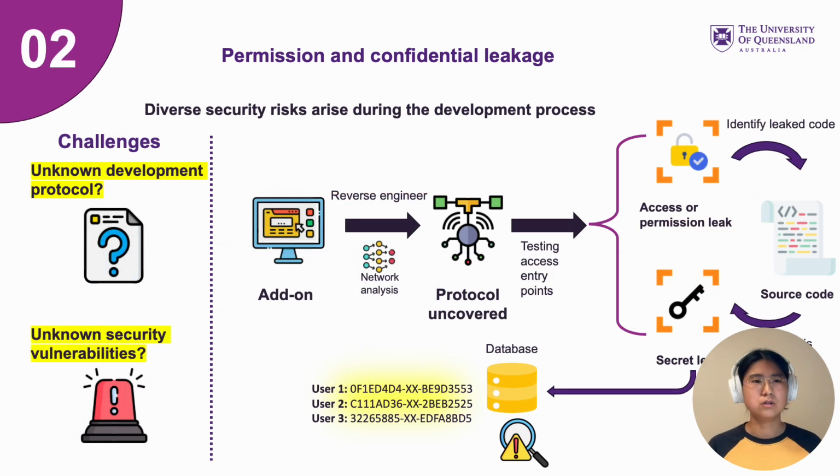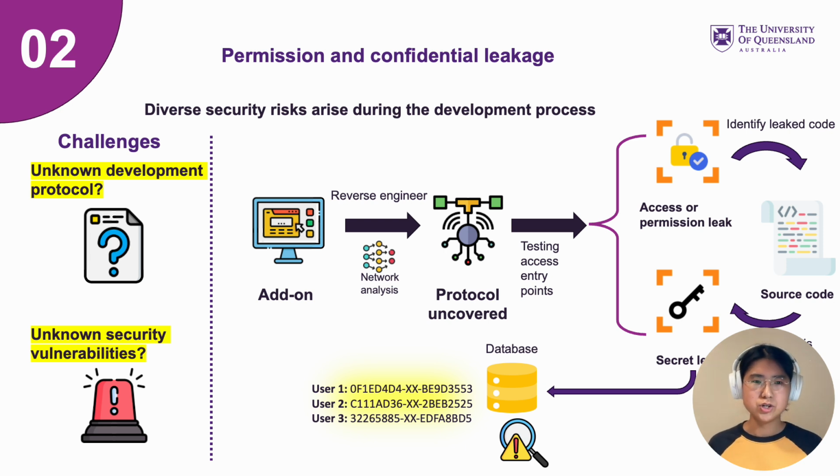So this is our work, but there are 2 challenges in this study. First, as we all know, Google Workspace and its add-ons are an emerging ecosystem. So how can we recover the unknown development protocol currently adopted by the developers? Second, even if we recover the protocol, as these are new, how can we make sure that our analysis is comprehensive and we can identify all the security vulnerabilities existing in this protocol?